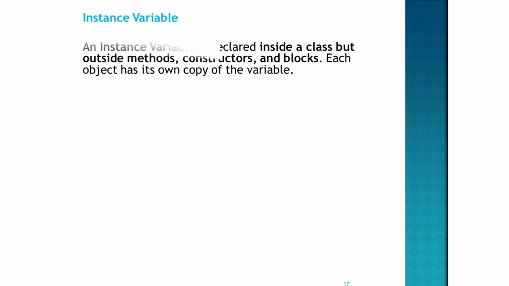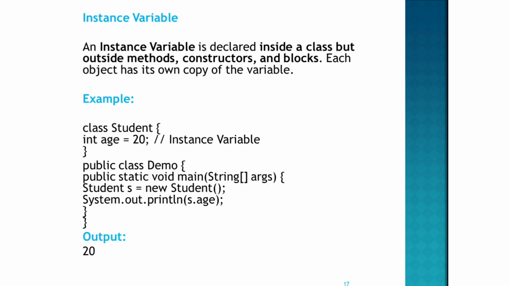Next is the instance variable. Unlike a static variable, an instance variable belongs to each object. In this example, the variable age is declared inside the class, but outside any method, right? Inside the main method, we create an object named s using the Student class. When we write s.age, Java accesses the age of that specific object and prints the value 20. If we create another Student object, it can have a different age, right? So every object has its own separate copy of an instance variable.